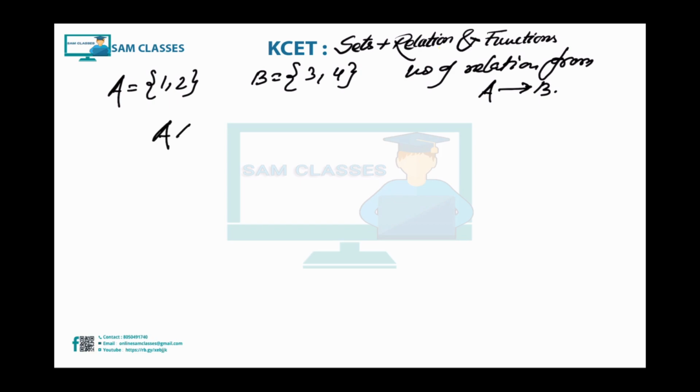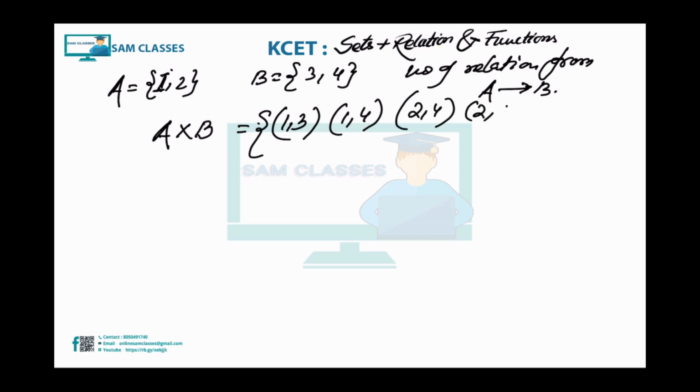So first we'll do A cross B. If I do A cross B, student, what will the elements be? (1, 3). Since no condition is given, we do just normal matching with everyone. Each and every element of A is mapped with every element of B. So 1 is mapped with 3 and 1 is mapped with 4. 2 is mapped with 4 and 2 is mapped with 3. So 3 is the image of 1, 4 is the image of 1, 4 is the image of 2, and 3 is also the image of 2, and vice versa for the pre-image.